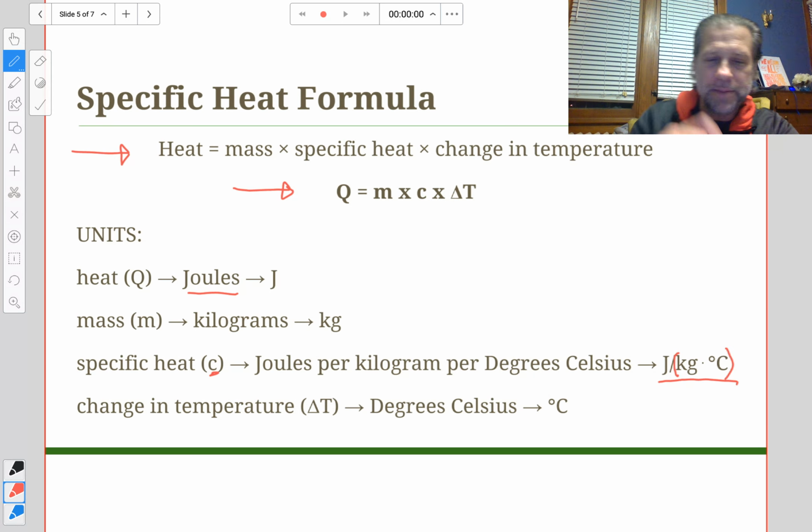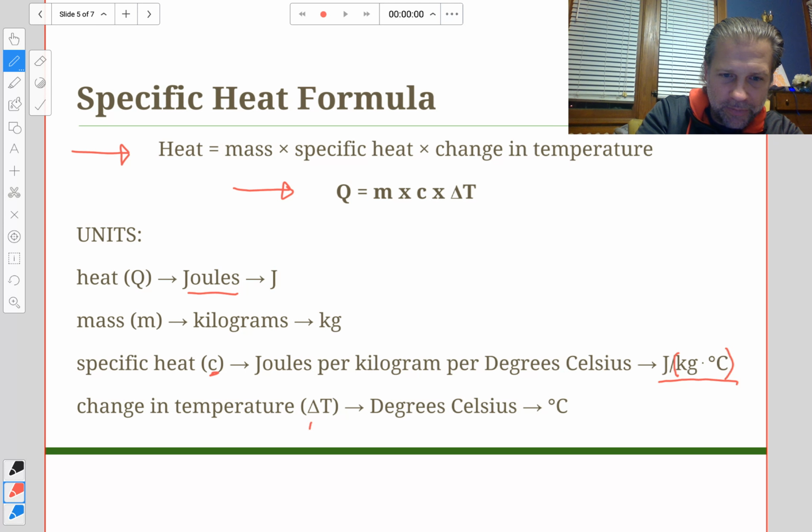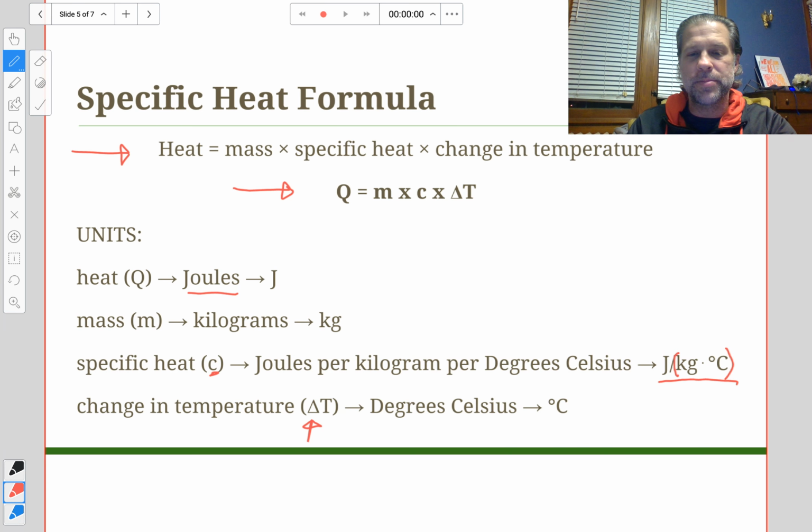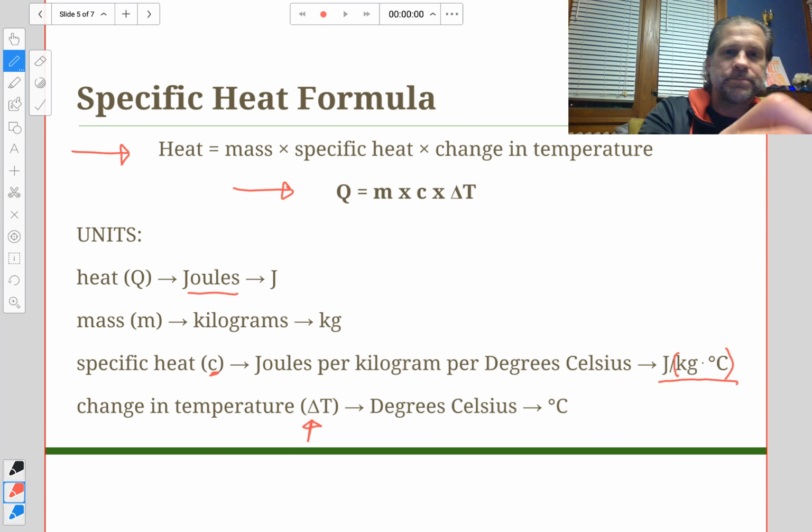And then change in temperature. We've seen this triangle before. That triangle tells us that the temperature has changed. Temperature will always be in degrees Celsius. And so those are the variables that we're going to be using. So you might want to pause the video and write these things down, and then we will go through a couple of practice problems before you get your homework.